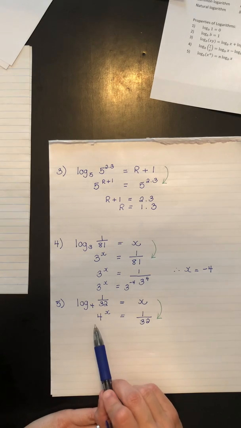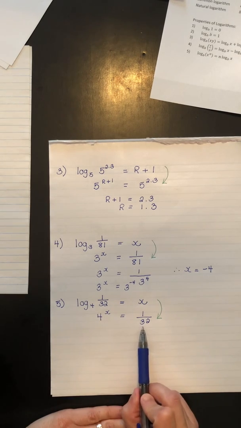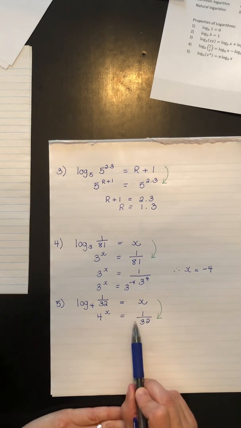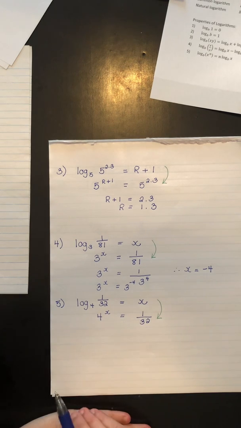Now, here we have a base 4, but 32 is not a power of base 4. In particular, 4 squared is 16, but 4 cubed is 64. So 32 is not a power of 4. So what can we do?